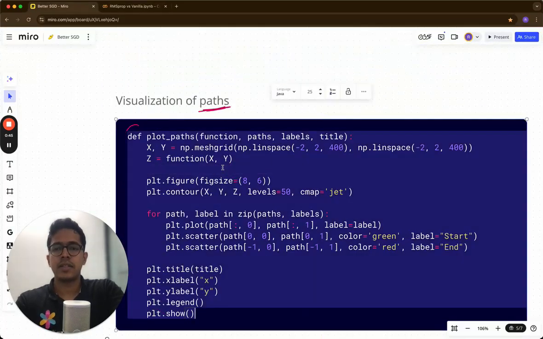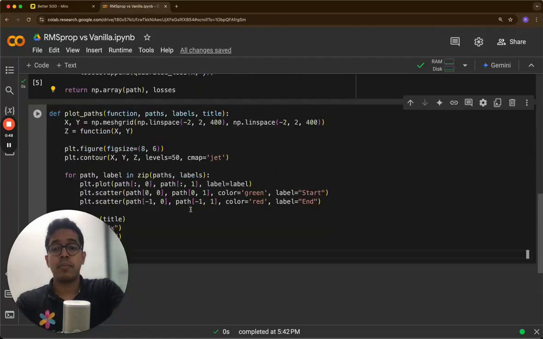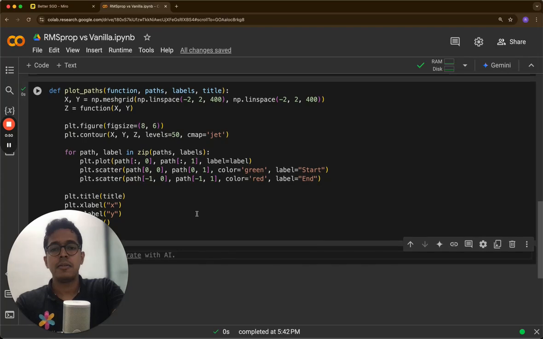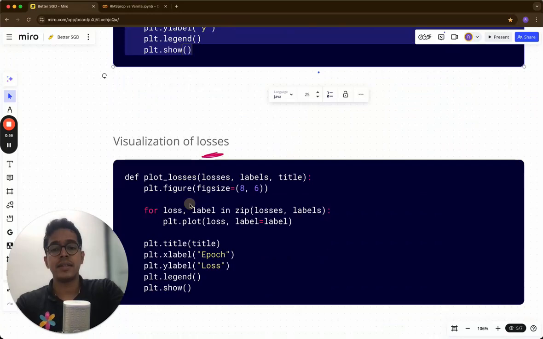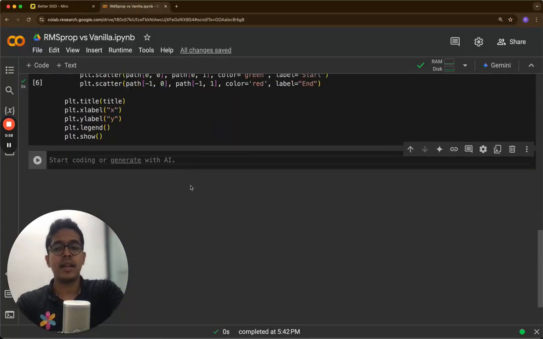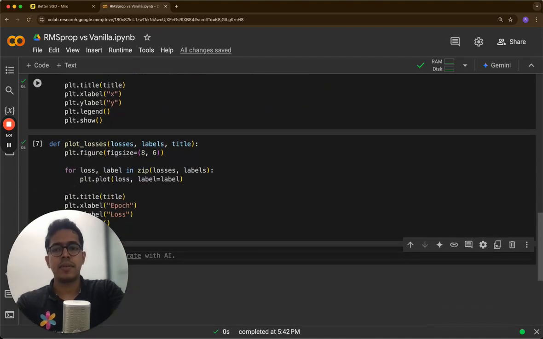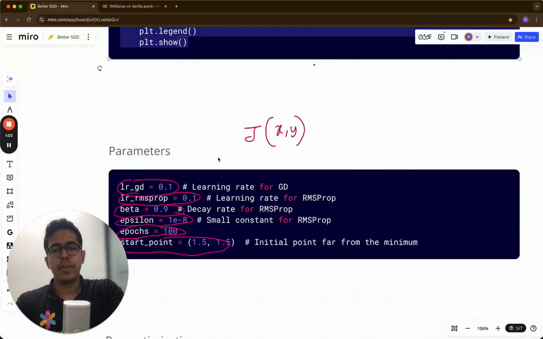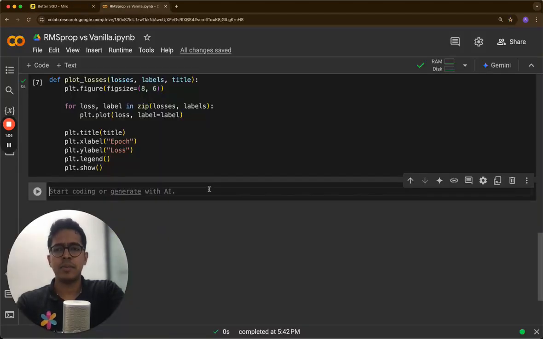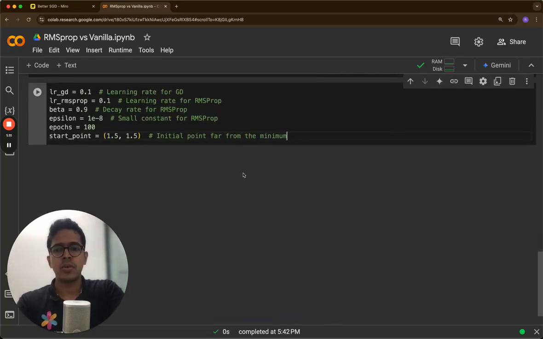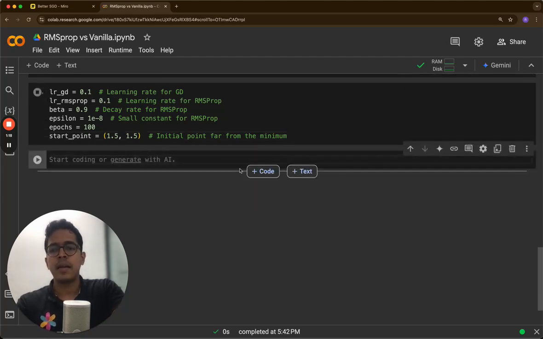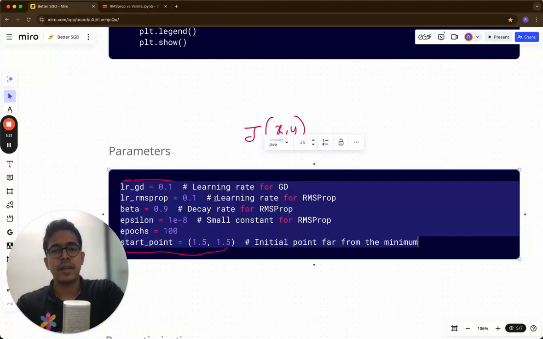And the function for visualizing the path that the parameters take along the contour of the loss for both types of gradient descents, and then finally visualizing the loss. Again, this is just a function, we are not calling it yet. Now we'll be defining the parameters, that is this part of the code. I'm just copy pasting it fast, assuming that you have already understood the different sections of the code, so there is no need to make the video long by going too slow. So here we are defining the different parameters. Again, function calling is not involved.